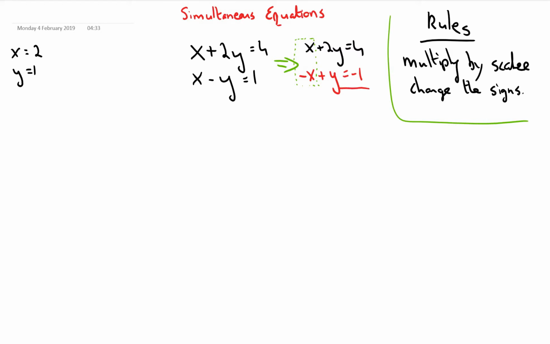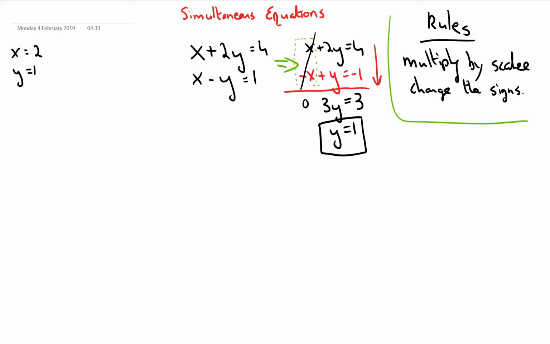What I can now do is add vertically. So x and minus x is 0, they're gone. And that was my plan all along. 2y and y is 3y, and that equals 4 and minus 1, which is 3. So 3y is 3, so y is 1. So I'm after finding y.